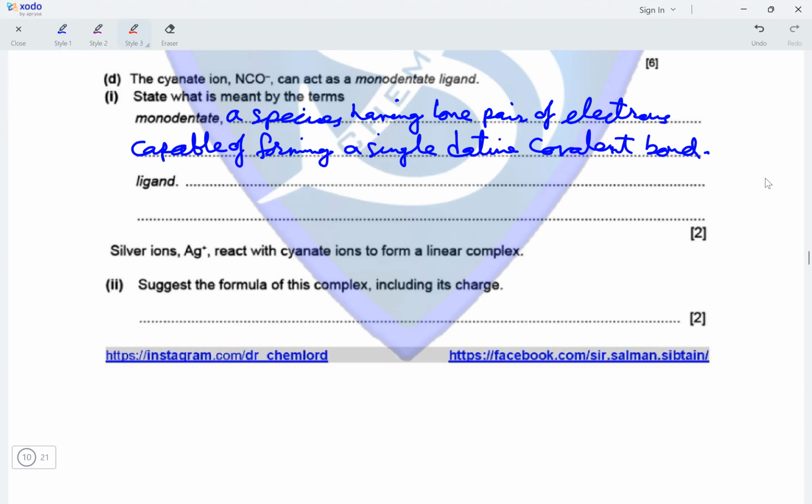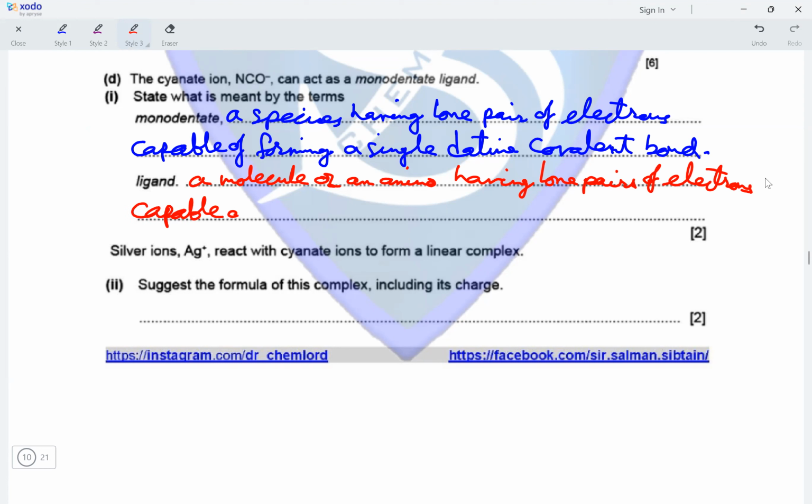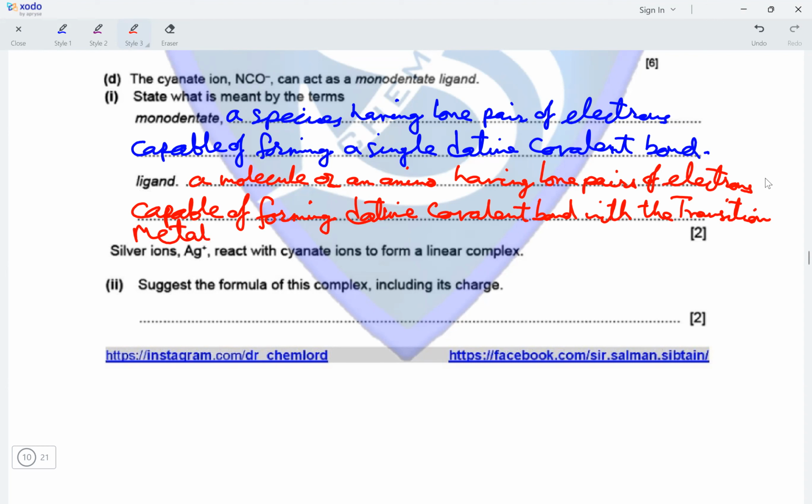Next, we've got the definition of a ligand. So, a ligand is a molecule or an anion having lone pairs of electrons capable of forming dative covalent bonds with the transition metal ions.